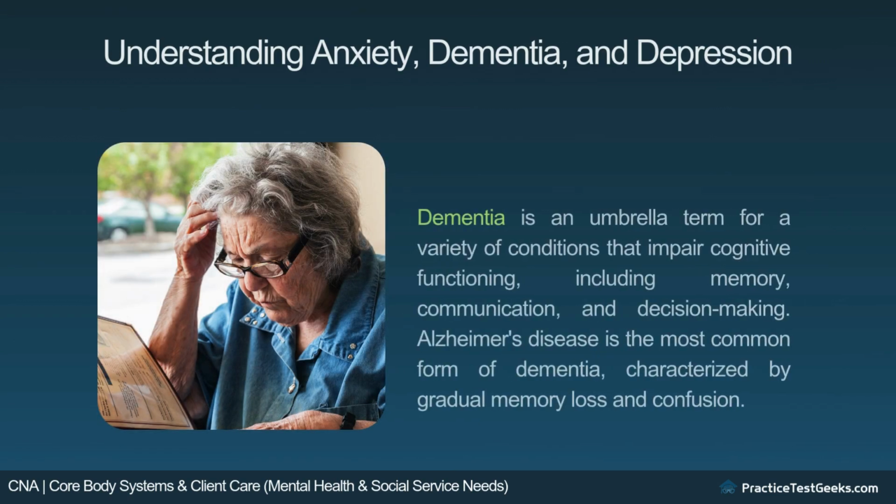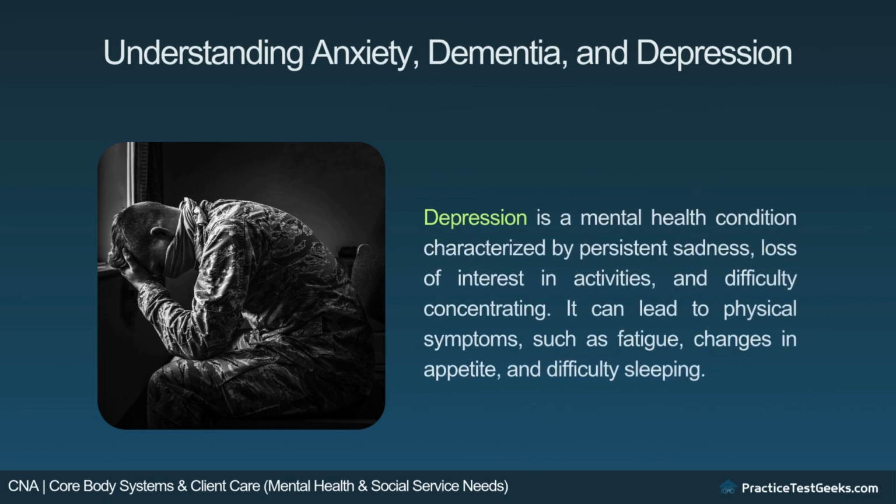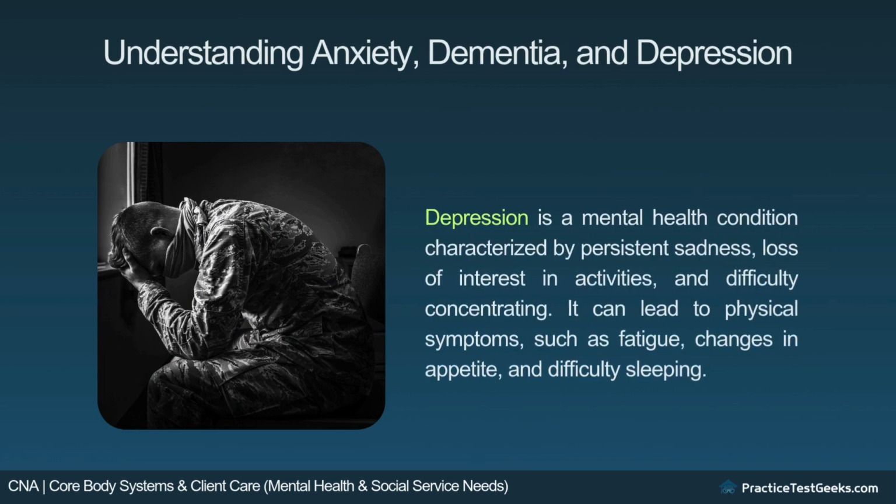Dementia. Dementia is an umbrella term for a variety of conditions that impair cognitive functioning, including memory, communication, and decision-making. Alzheimer's disease is the most common form of dementia, characterized by gradual memory loss and confusion. Depression. Depression is a mental health condition characterized by persistent sadness, loss of interest in activities, and difficulty concentrating. It can lead to physical symptoms such as fatigue, changes in appetite, and difficulty sleeping.